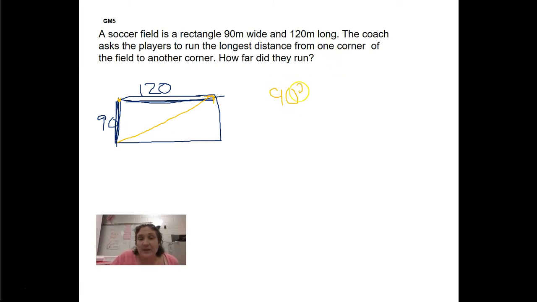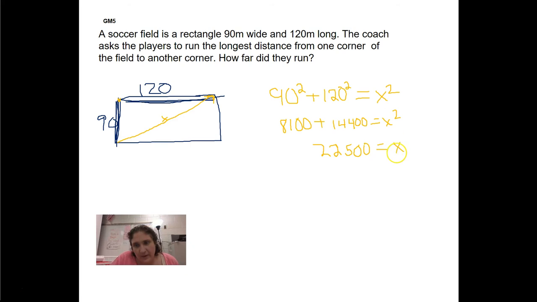So we've got 90 squared plus 120 squared equals this diagonal, which is x squared. This is 8100 plus 14,400 equals x squared. This is going to give us 22,500. And take the square root of both sides. And they ran 150 feet.